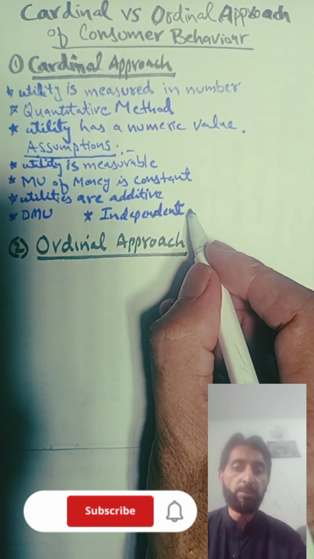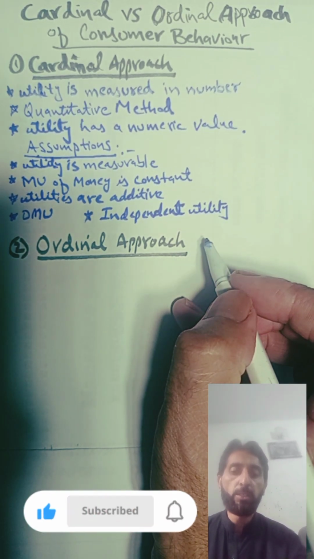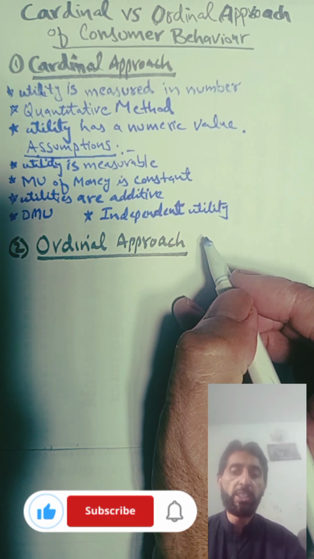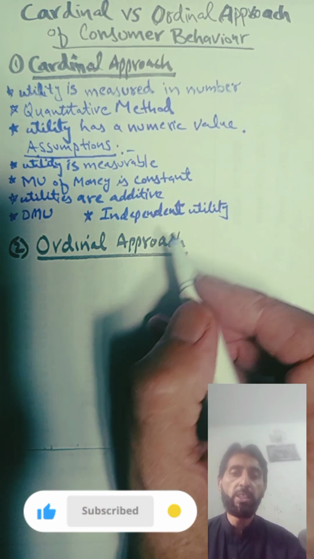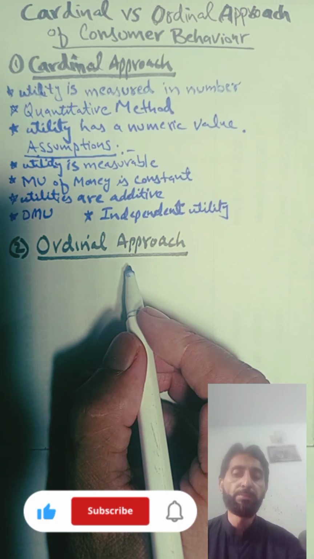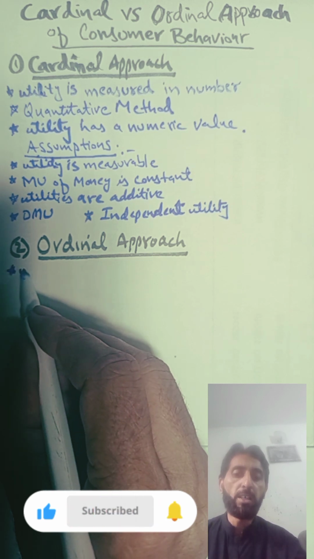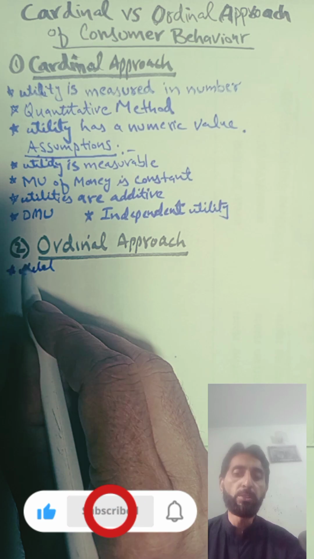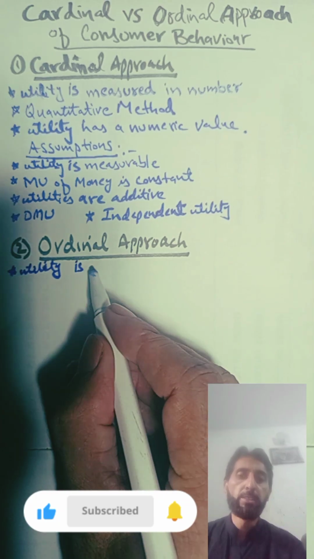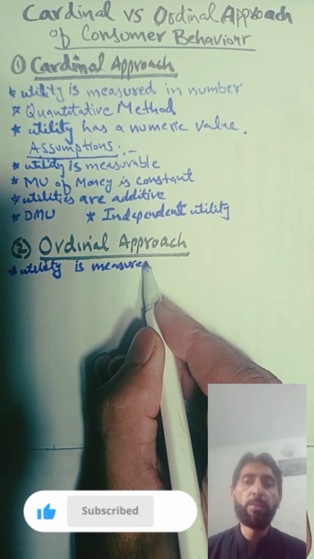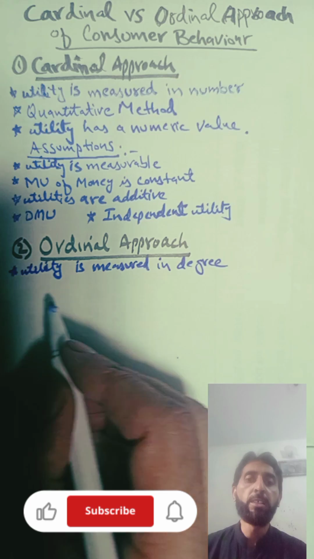The last assumption of cardinal utility is independent utility. According to this assumption, the utility which is derived from the consumption of a good is a function of the quantity of that good alone. It does not depend upon the quantity consumed of other goods. The goods, we can say, possess independent utility. It means the utility of a good is not affected by the utility of other goods.